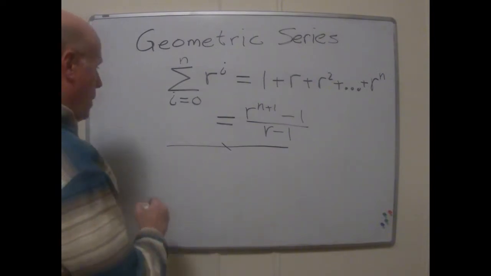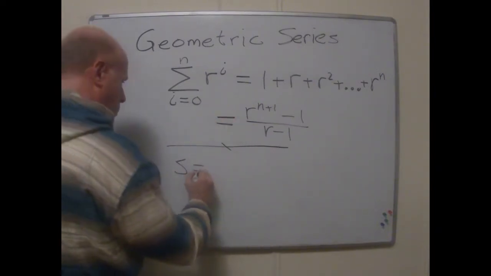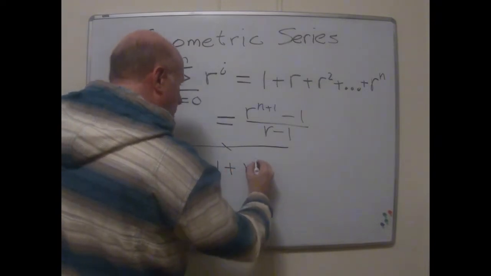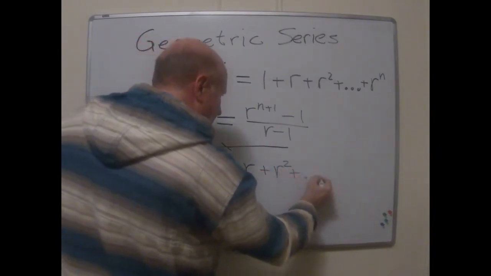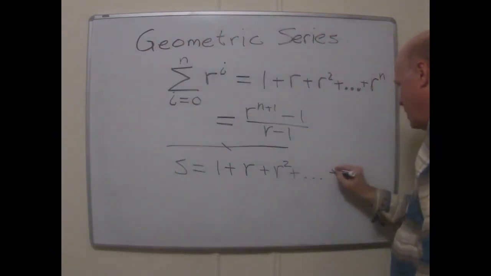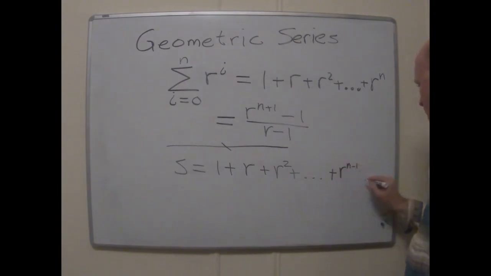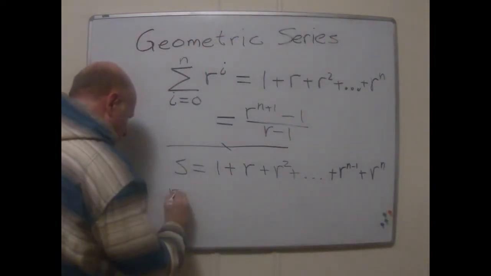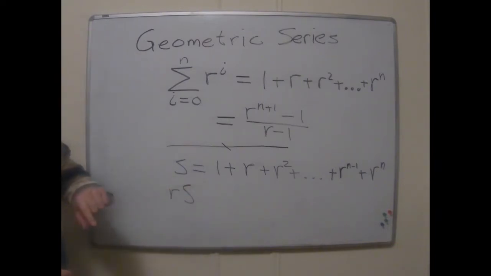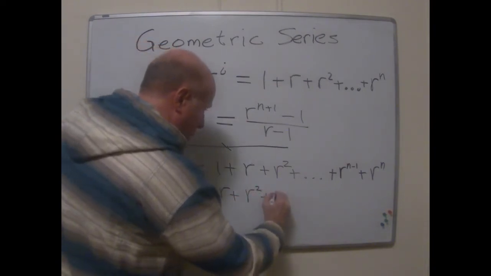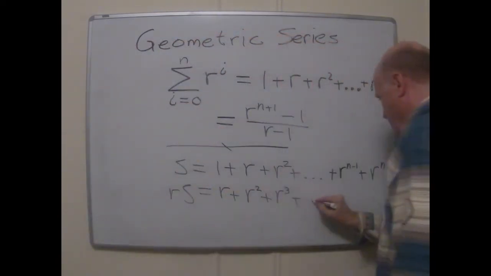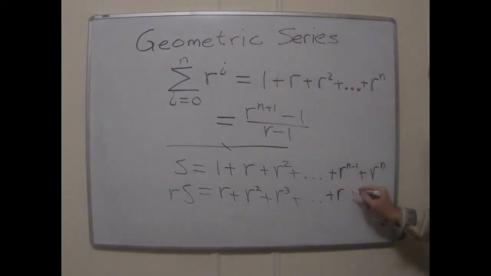So here goes. If you write s for that sum, and we'll keep the expanded form of it: 1 plus r to the 1 power plus r squared plus dot dot dot, plus r to the n minus 1, and then finally r to the n. If we call that s, then if I multiply s times one more copy of r, it's going to give you r plus r squared plus r cubed plus dot dot dot plus r to the n, and then finally r to the n plus 1.